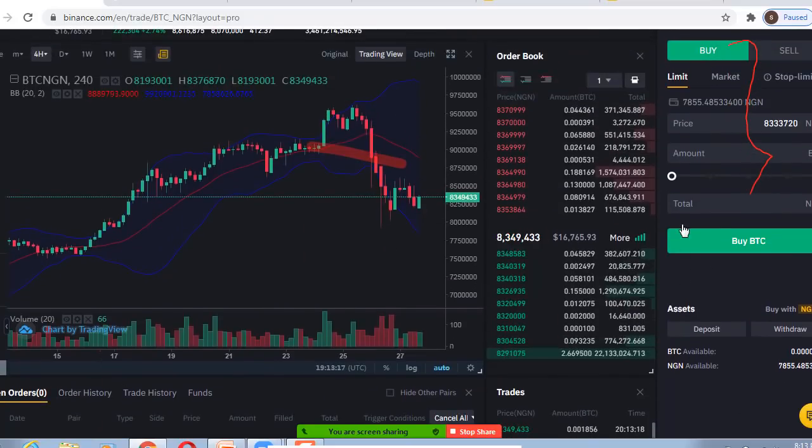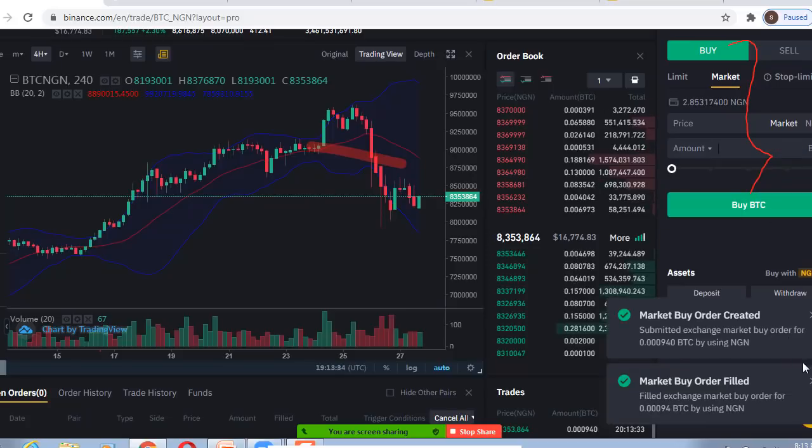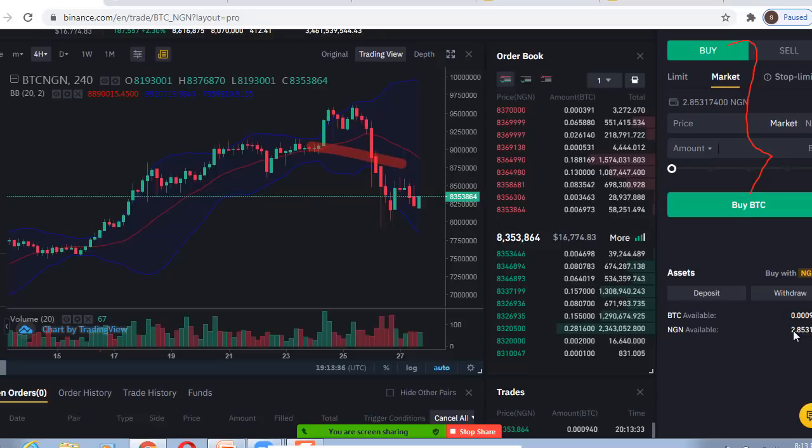So if I want to actually buy Bitcoin, I can use my market order, and then I will put the entire amount, which is equivalent to 0.000094940 Bitcoin, and I click buy. Once I click buy, my order is filled immediately. I have 2 naira and I have 0.000941 BTC. That's how you buy Bitcoin.